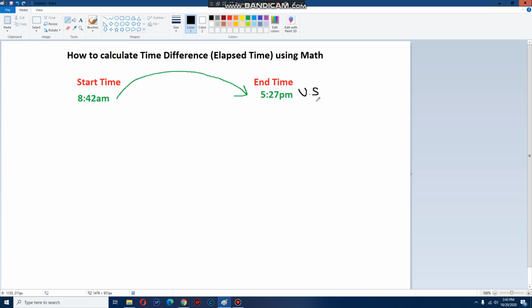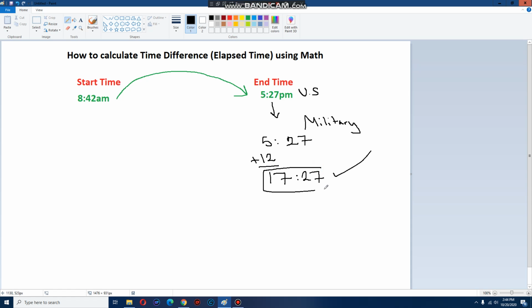I can't use that in my math skills. I need to change this into military time. And how do I change to military time? All I gotta do is take 5:27 and add a 12 to the 5. When you add 5 plus 12, you're going to get 17:27. So that's step number one done. I changed American time, 5:27 p.m., into military time, 17:27.